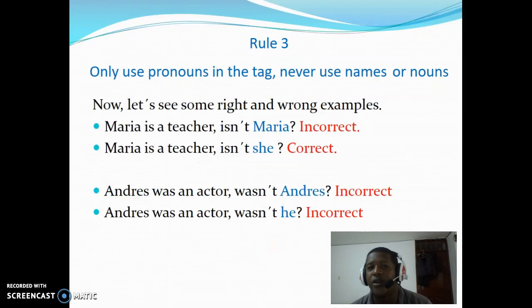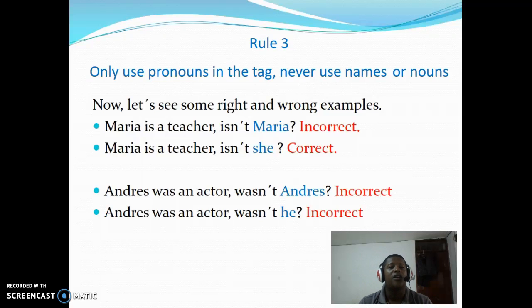Now we go with rule number three. Only use pronouns in the tag. Never use names or nouns. It means that no matter if in the statement we have the name of a person, or we have a noun, we never use names or nouns. We only use the pronoun that can replace those names or those nouns. So let's see some examples.